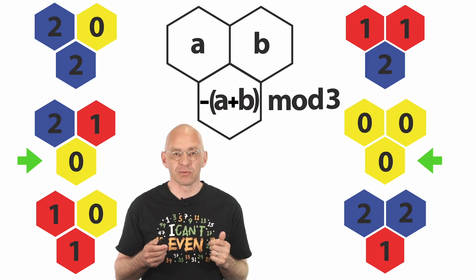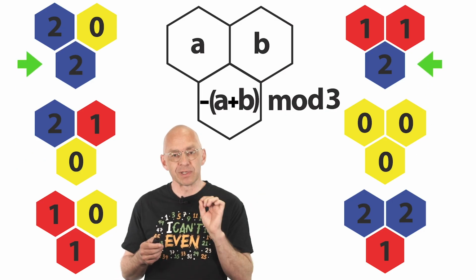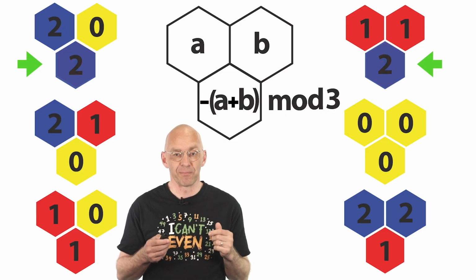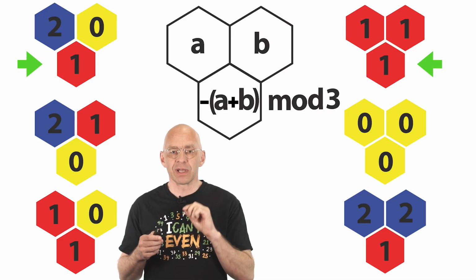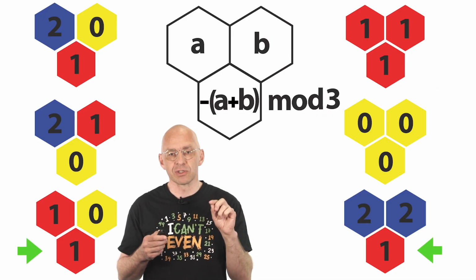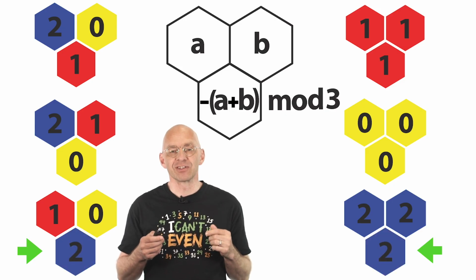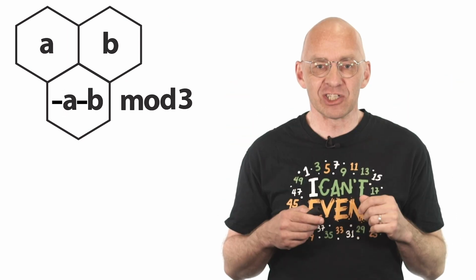What about the top rules? Well, now we have minus 2, but in mod 3 arithmetic, minus 2 is the same as minus 2 plus 3, which equals 1. Got it? And on the bottom row, we now get minus 1, which is equal to minus 1 plus 3 equals 2. This really works. So we've done it. This algebraic rule has captured the mathematical soul of our original 3-color game.